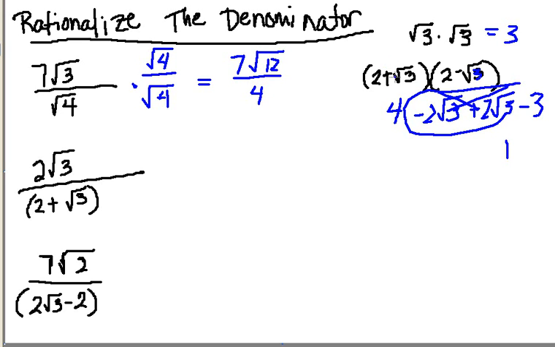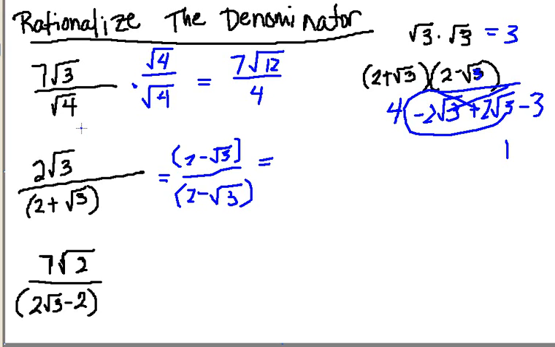So the way I can eliminate my radical is by multiplying by what we call the conjugate. And the conjugate is just the same thing, change the sign in the middle. So we're going to multiply this by 2 minus the square root of 3. Okay. And I'm going to multiply my numerator by 2 minus the square root of 3. Because whatever I do in the denominator, I have to do in the numerator, so I don't change the problem.